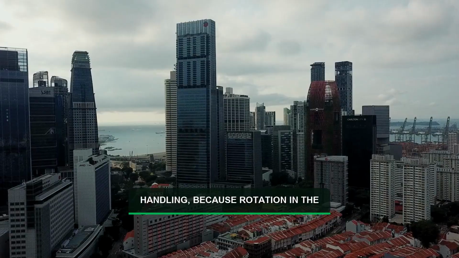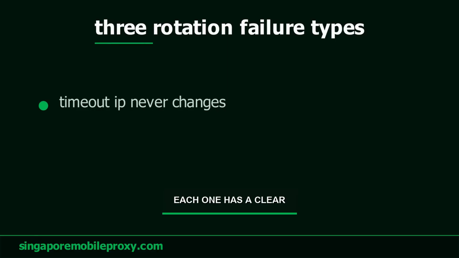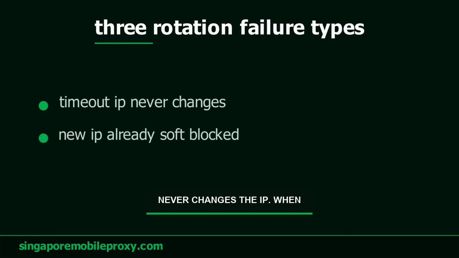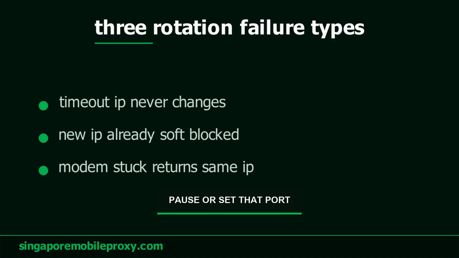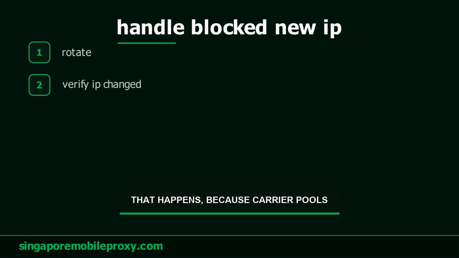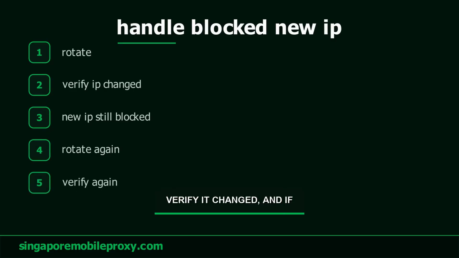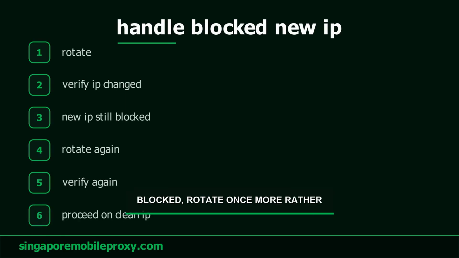Now let me talk about error handling, because rotation in the real world is not a clean, happy path. Three things go wrong, and each one has a clear response. The first is the rotation that times out and never changes the IP. When that happens, do not loop on it forever. Back off, log it, and either retry once after a pause or set that port aside and use another while it recovers. The second failure is the rotation that succeeds but lands you on an IP that is already soft blocked by your target. That happens because carrier pools are finite and you can draw a recently used address. The fix is the same loop, just run again. Rotate, verify it changed, and if the new one is also blocked, rotate once more rather than retrying your request on a dead IP.